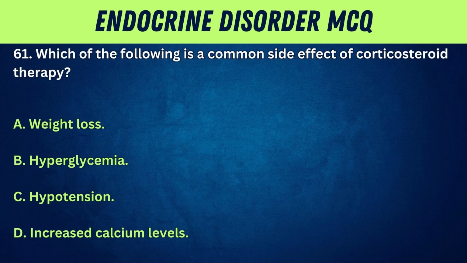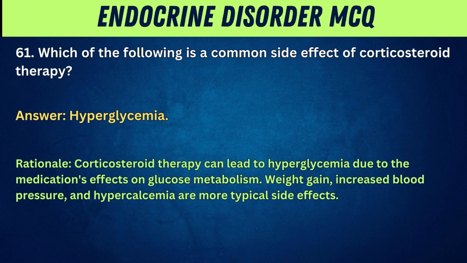Which of the following is a common side effect of corticosteroid therapy? A. Weight loss. B. Hyperglycemia. C. Hypotension. D. Increased calcium levels. Answer: Hyperglycemia. Rationale: Corticosteroid therapy can lead to hyperglycemia due to the medication's effects on glucose metabolism. Weight gain, increased blood pressure, and hypercalcemia are more typical side effects.